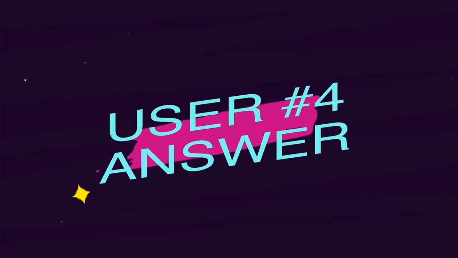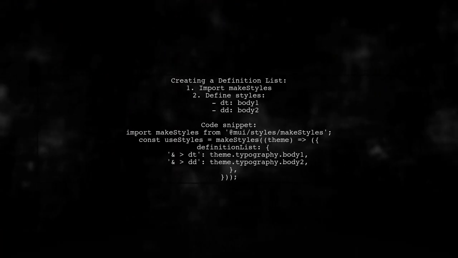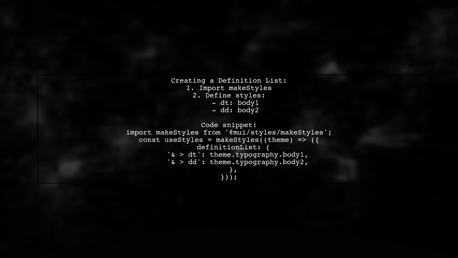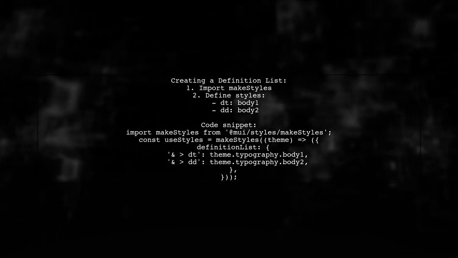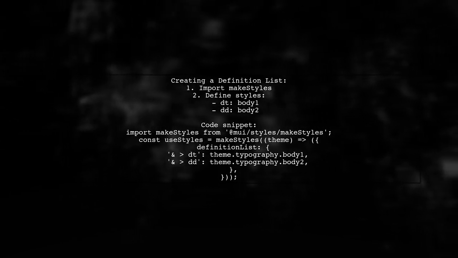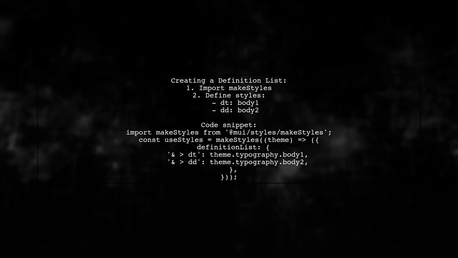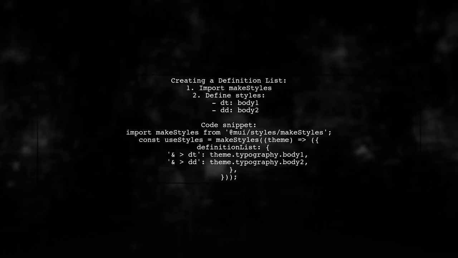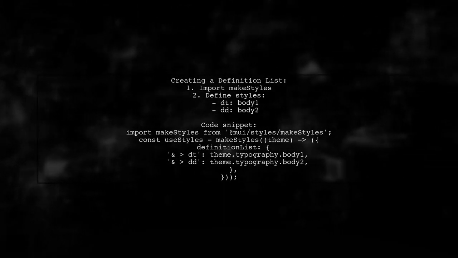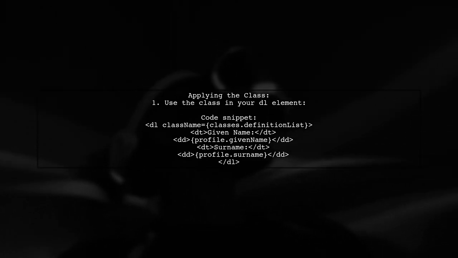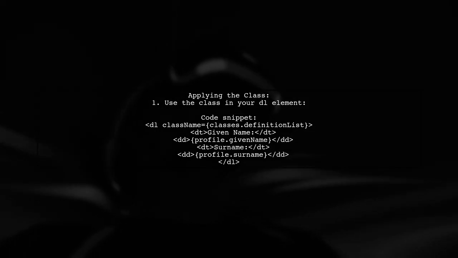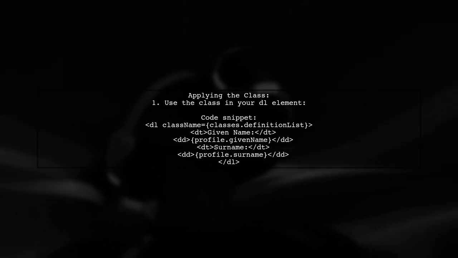Let's now look at another user-suggested answer. To create a definition list in Material UI, the recommended approach is to use makeStyles for custom styling. First, import makeStyles from MUI styles. Then define your styles for the definition list, specifying typography for the terms and descriptions. Next, apply the defined class to your definition list element. This will ensure that your terms and descriptions are styled according to your specifications.